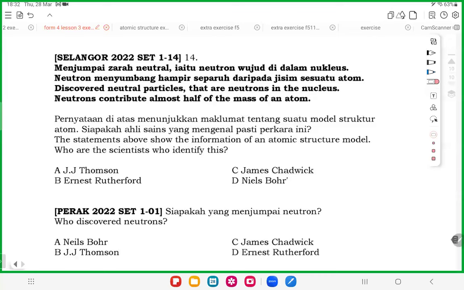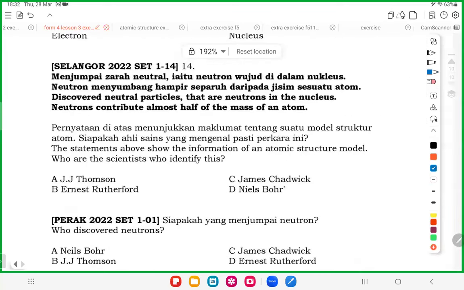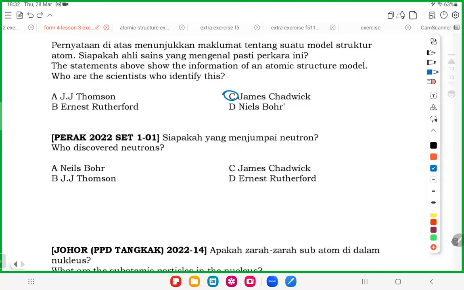Okay. So the statement shows that this is somebody who mentioned, so this fella, blah blah blah, very long paragraph. But we find keywords only. The keyword is neutron. So who discovered neutron? Chadwick. James Chadwick, isn't it? Same thing. Who discovered neutron? Same guy. James Chadwick. Yeah?